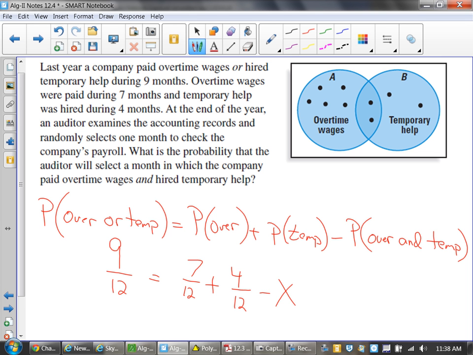The big idea here, guys, is to identify whether or not you have a mutually exclusive probability. If you have a mutually exclusive probability, that just means that two things, they don't share anything in common. It's that probability of getting a 4 or a 5. Okay?